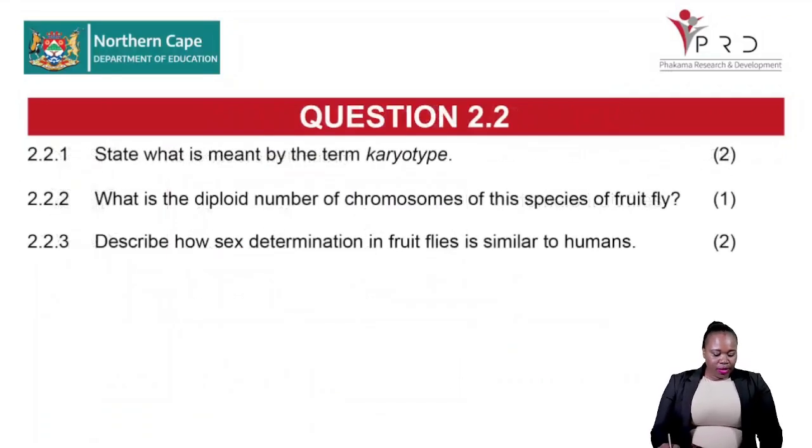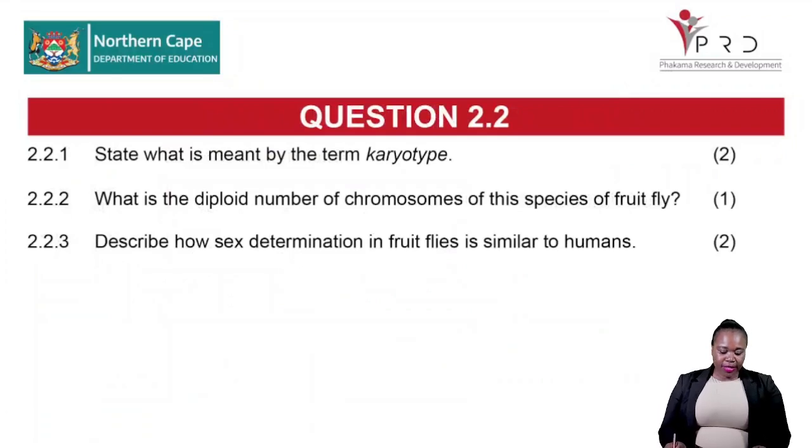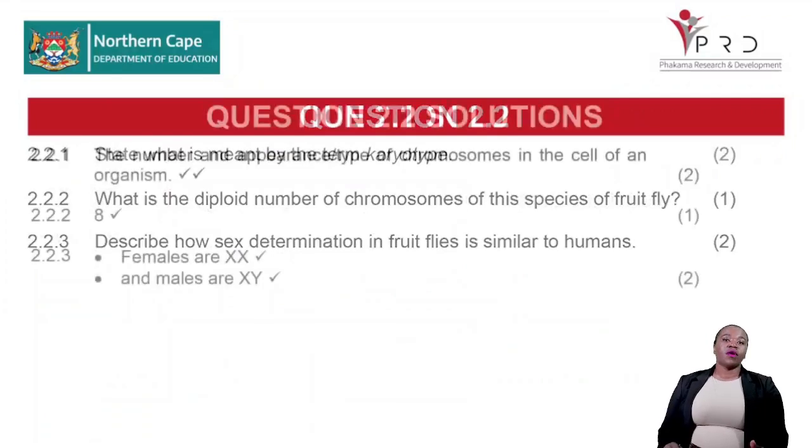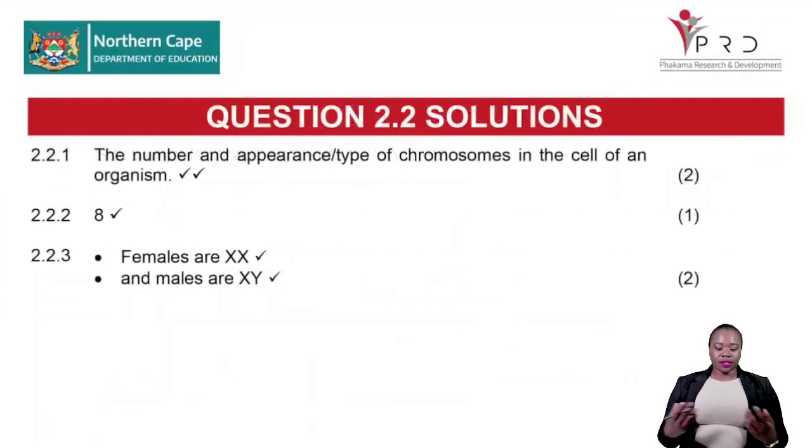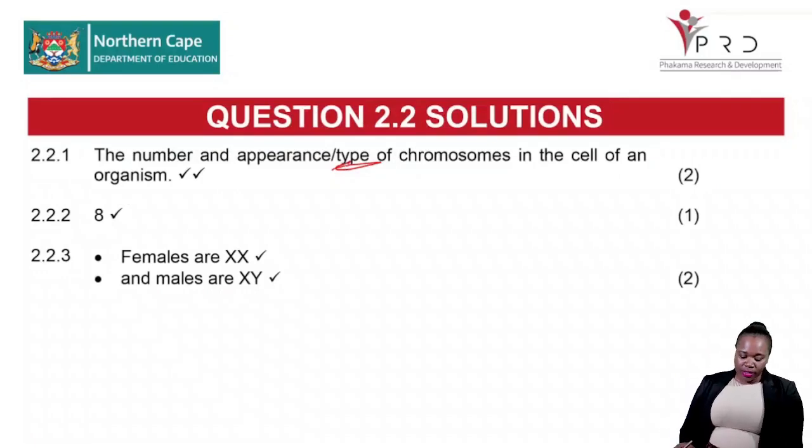Okay. 2.2.1, it says state what is meant by the term karyotype. So remember, when we're looking at a karyotype, we are looking at the arrangement of chromosomes of an organism within the cell of an organism, right? So here we're looking at the arrangement, the appearance, as well as the number of chromosomes, right? So those are very important. The appearance and the number is very important, because remember, different organisms have different numbers of chromosomes, right? So the number and appearance or type of chromosomes in the cell of an organism, that is what a karyotype is.